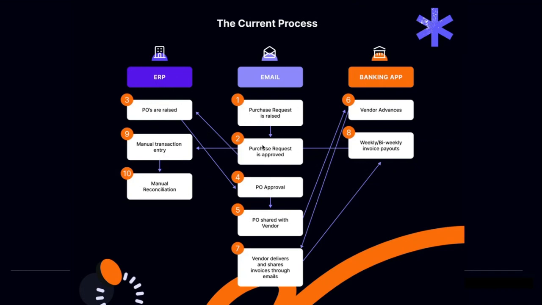Right? So first two steps are in email, third step is in ERP, fourth step is again in email, fifth is in email, sixth is again in banking app, seventh is in email, eighth is in banking app, ninth is in ERP, and 10th is in ERP. For a 10-step process, we are switching between multiple platforms more than 4 times in this entire process. And this leads to a lot of delay. It leads to a lot of inefficiency. It leads to errors, leakage, fraud, misinformation, not following compliance. It leads to a chaotic process of vendor lifecycle management.